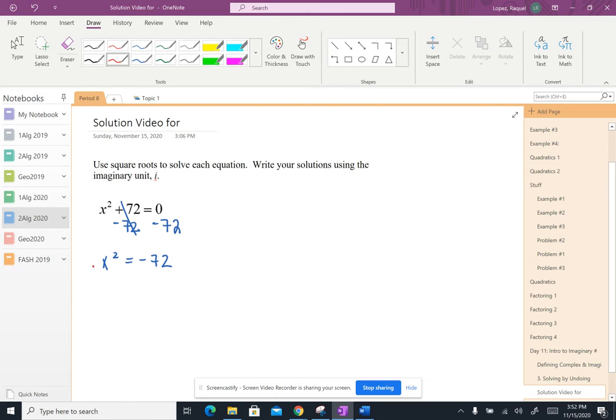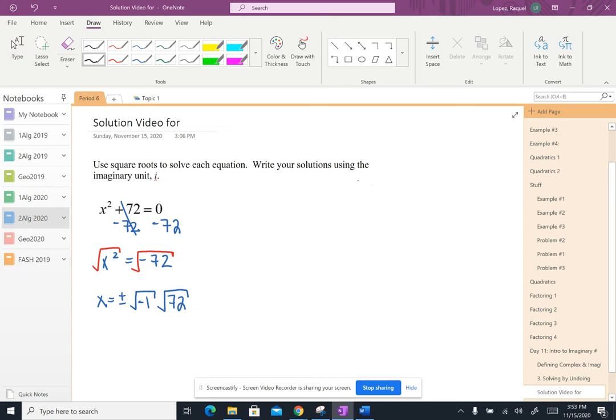Okay, so the next thing I want to do is take the square root of both sides so that we can isolate our x. So I've got x equals plus or minus. And now I can separate that square root of negative 72 into the square root of negative 1 times the square root of 72. Okay, so now I want to break down the square root of 72 just like we did in the previous video.